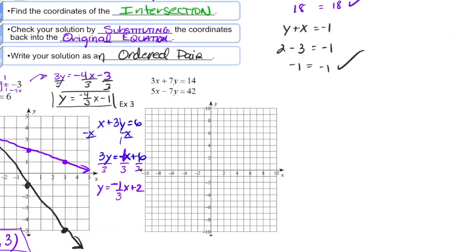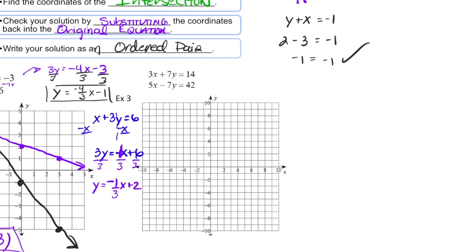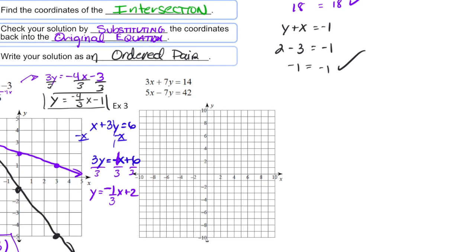Alrighty. Example 3 here again. I'm going to pause the video. You can try it on your own.